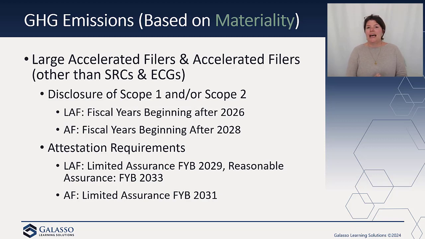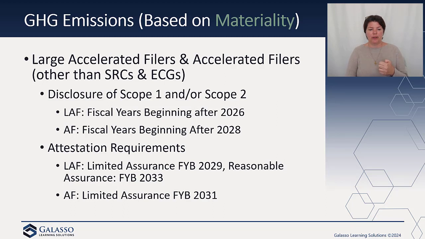And so as a result, those are going to require disclosure of your scope 1, which are your direct greenhouse gas emissions, and then scope 2, which are your indirect greenhouse gas emissions from generation of purchased or acquired electricity, steam, heating, cooling, etc. And so the disclosures are going to be phased in over time. You see large accelerated filers go first, and they're looking at fiscal years in 2026. And then our accelerated filers are looking at fiscal years beginning after 2028.